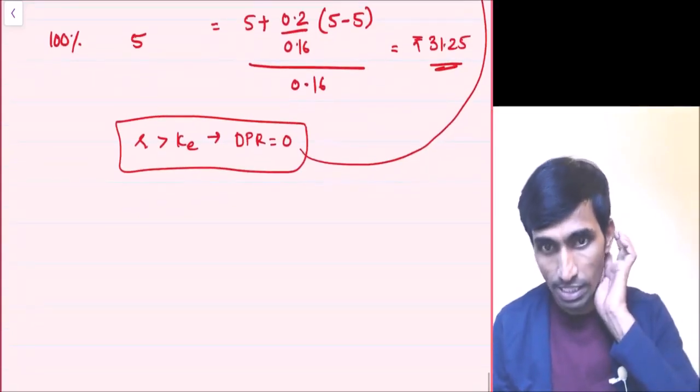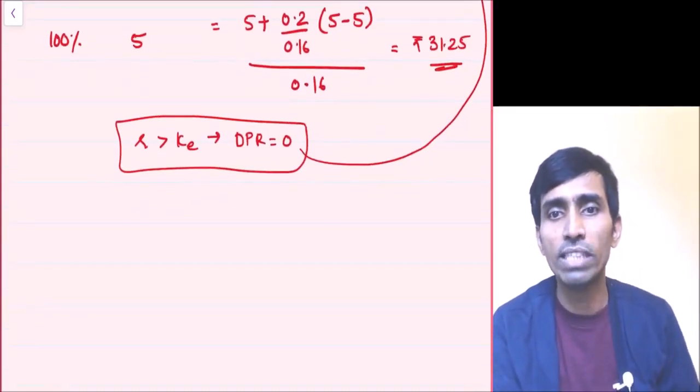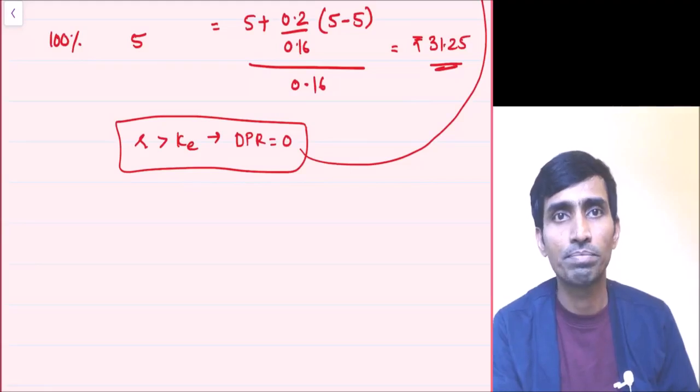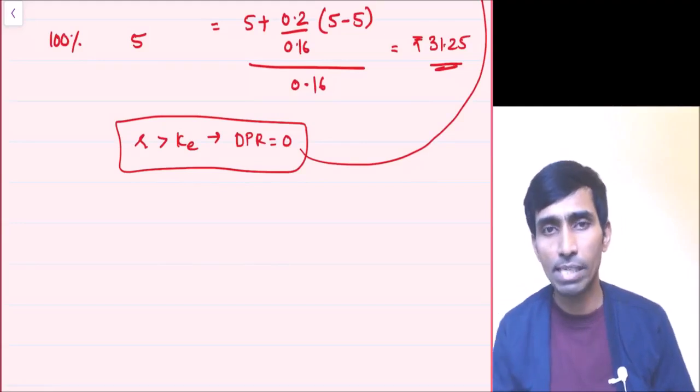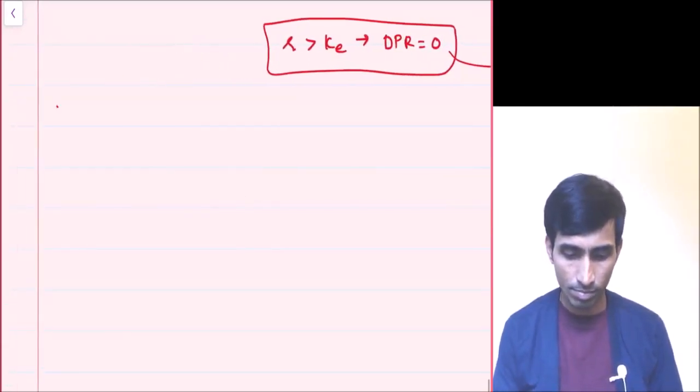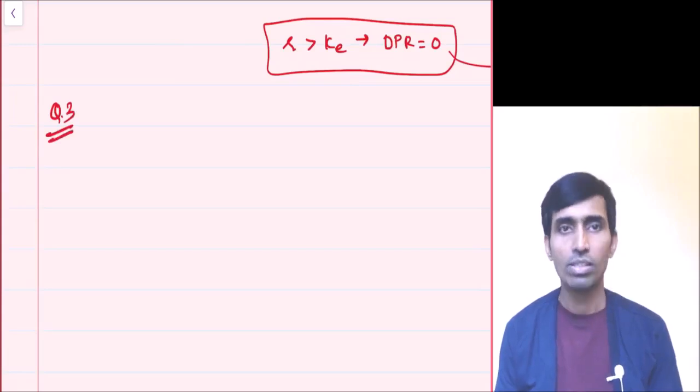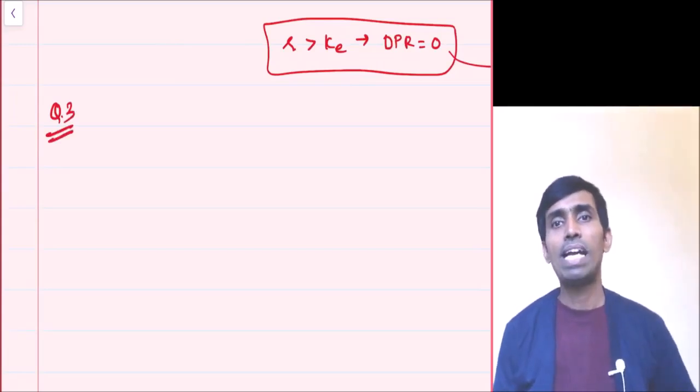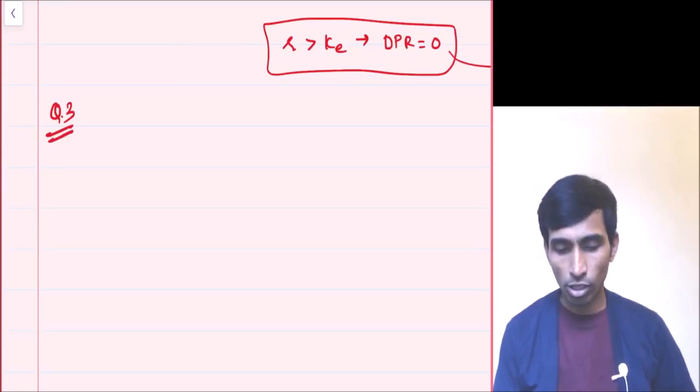Okay, let's move ahead. Let's go to the next question. See, again the question is same. Question number 3. Maya has an equity capitalization rate of 12%. That means K is 12%.